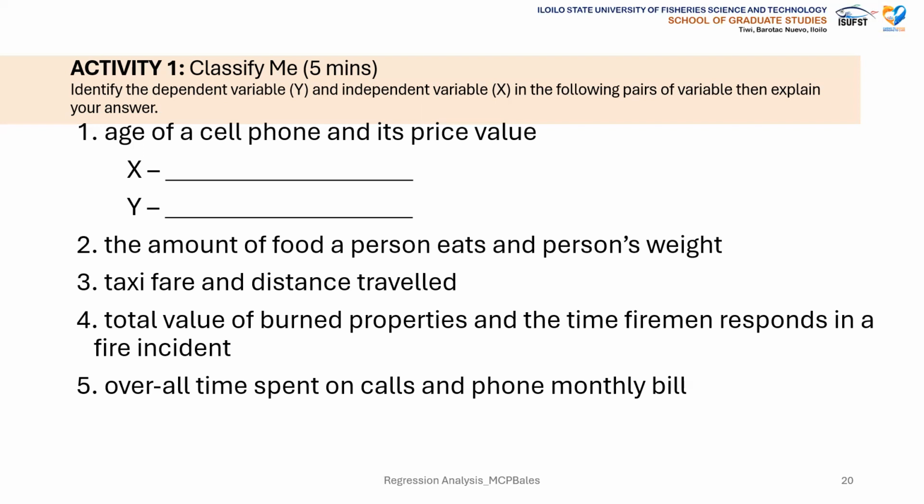IV is the amount of food, and DV is a person's weight, and I agree with that as well. Okay? So you can continue this activity if you wish, but I hope what's important is that you know what is the independent and what is the dependent. Because later on, when we have our data, the independent variable will be placed on the x-axis or horizontal axis, and the dependent variable will be placed on the y-axis part.